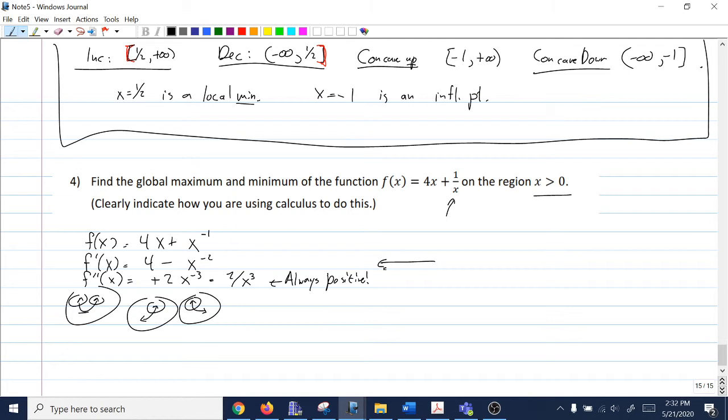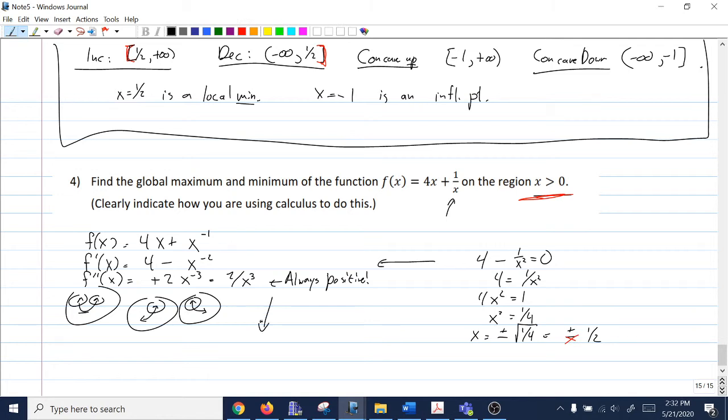When does the first derivative equal 0? That's at 4 minus 1 over x squared equals 0. That's 4 equals 1 over x squared. That's 4x squared equals 1. That's x squared equals a fourth. That's x equals plus or minus the square root of a fourth, which is plus or minus a half. And I don't care about the negative one because I'm only looking at the region where x is positive.